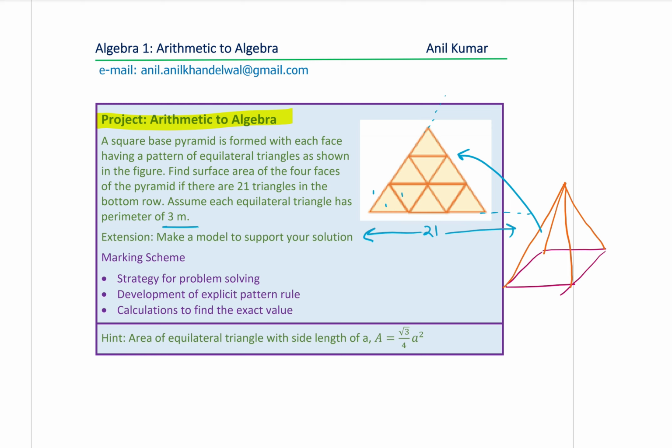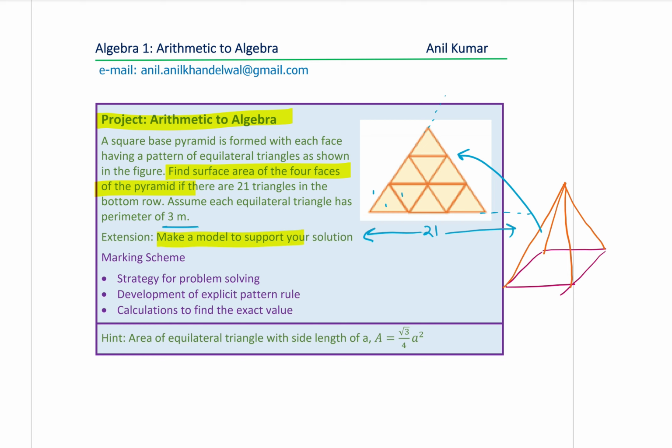You need to find the surface area of the 4 faces, all 4 faces, right? So we have 4 faces for which you need to find the surface area. I hope the question is clear to you. You could also make a model to represent this particular situation, right?